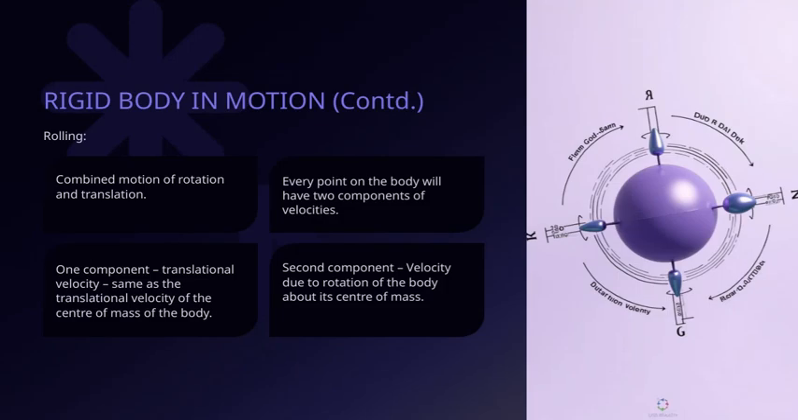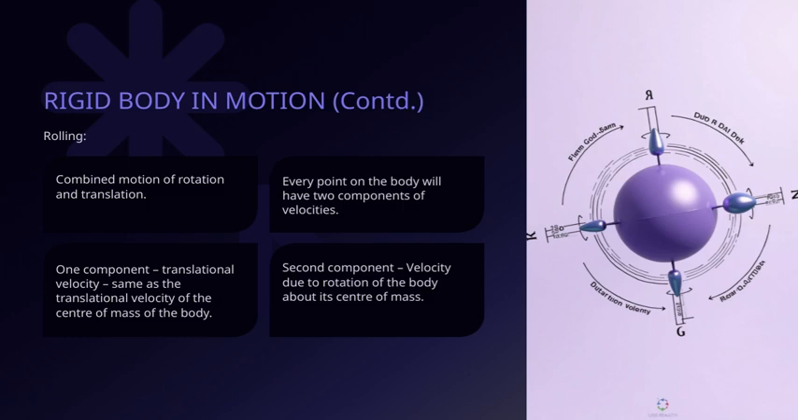Now, let's look at the second component, the velocity due to the rotation of the body about its center of mass. Every point on the body will actually have two components of velocity. The first one is the translational velocity, which is the same as the velocity of the center of mass itself. Think of it as the overall movement of the entire body moving forward or backward. The second component comes from the rotation. This is what makes the points on the body move in a circular path around the center of mass.